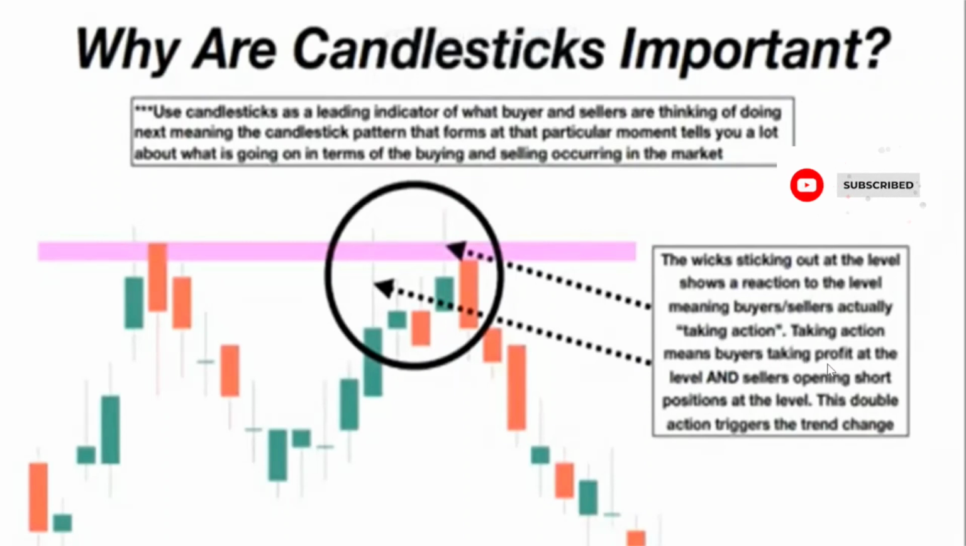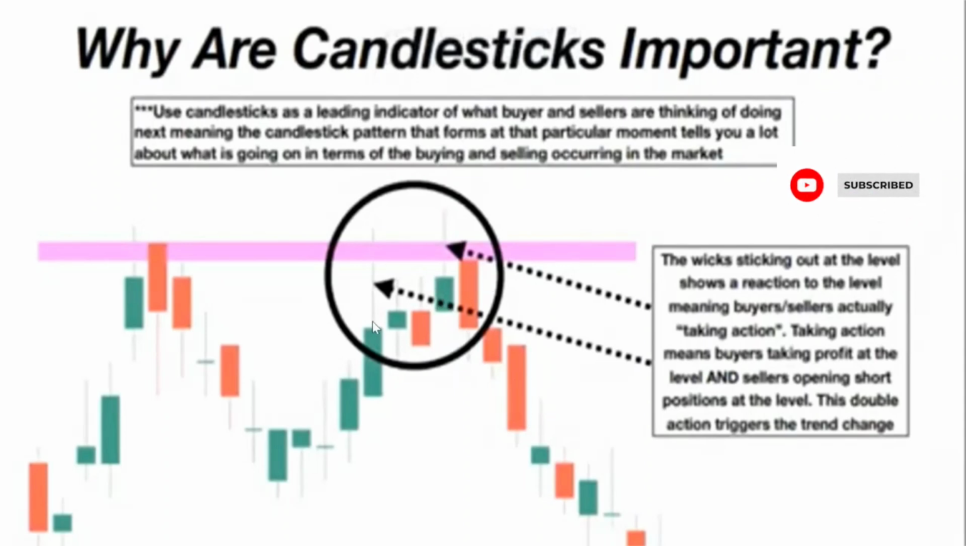Taking action means buyers are taking profit at a level, and sellers opening short positions at the level. This double action triggers the trend change. You can see it. So the buyers, as they brought it over here, took their profit, and the sellers came down here and brought it to this level, and they also took their profit. So this is the trigger we are also talking about, the trigger of price changing.